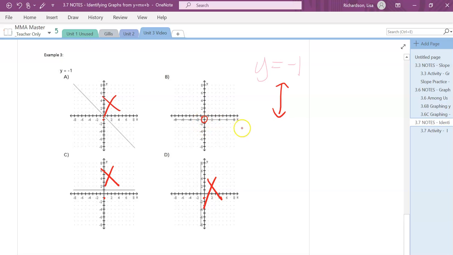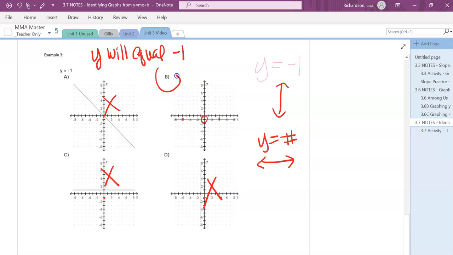And we've actually talked about this a lot. Y equals a number is a straight horizontal line that crosses the y-axis. It's a zero slope because it means no matter what you plug in, y will equal -1. So if you plug in a 4, y is -1. If you plug in a -6, y is -1, no matter what. So B would be your answer on that one.